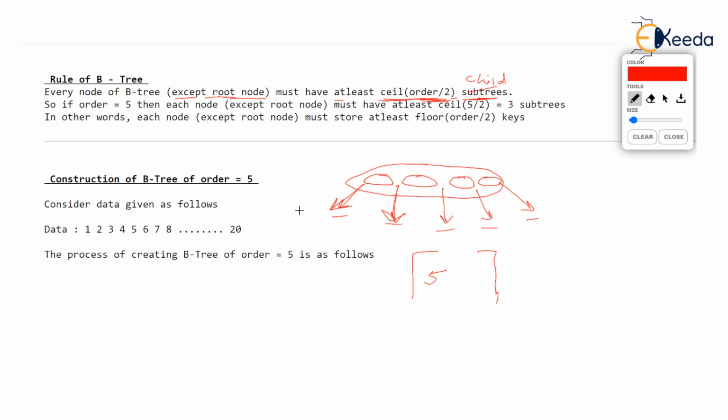So ceiling of 5 by 2. Now you check, the ceiling operation means this value 5 by 2 is going to be 2.5. We are talking about actual division, not integer division. So now the ceiling operation is going to give us the integer value which is higher than 2.5. The immediate integer that is higher than 2.5 is 3. I hope you know the ceiling operation.